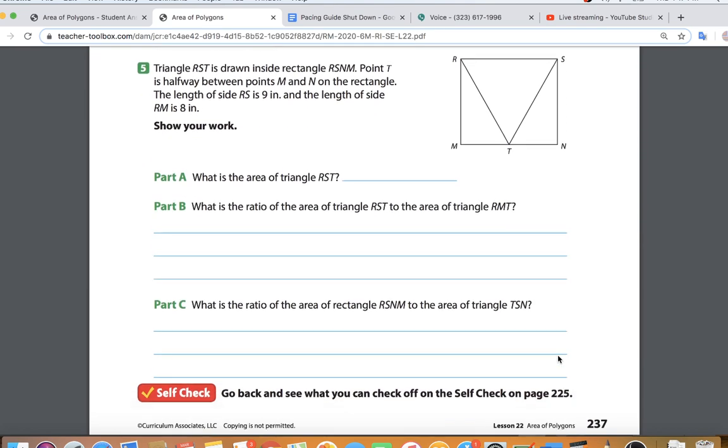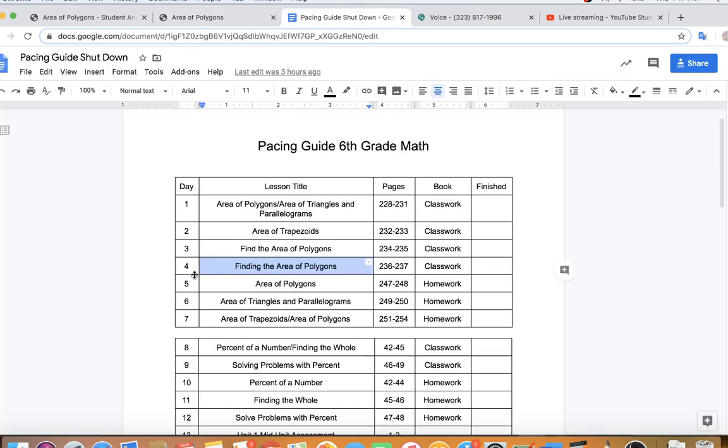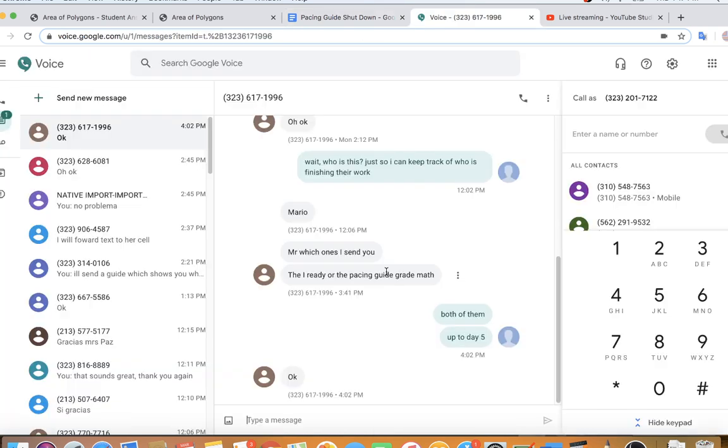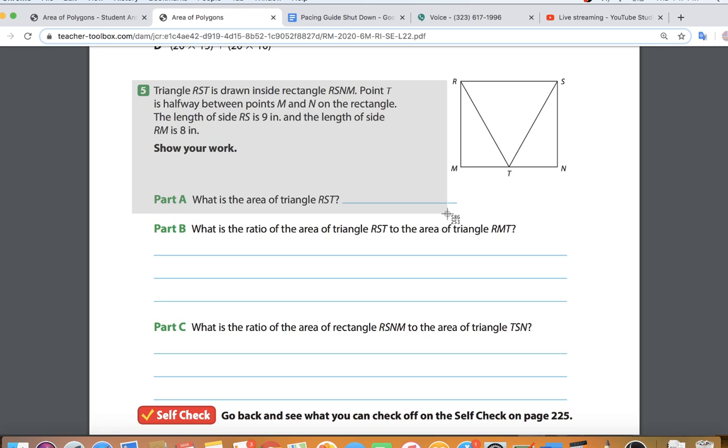All right, this is for page 237, day number 4. So day number 4, page 237. This one is actually a little bit difficult. This should be fun, but let's do this.